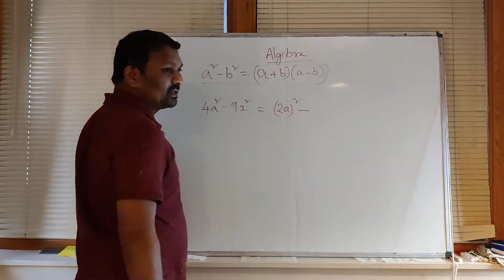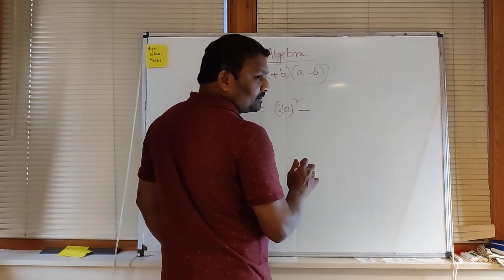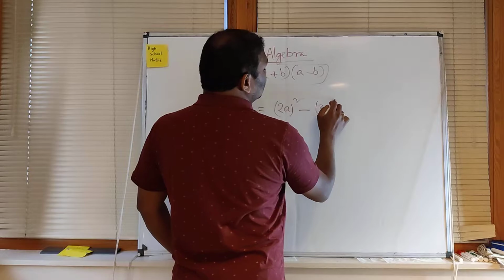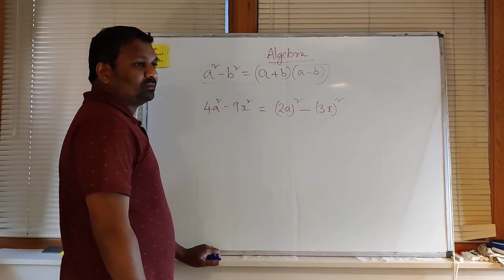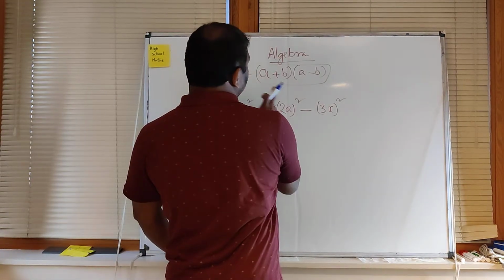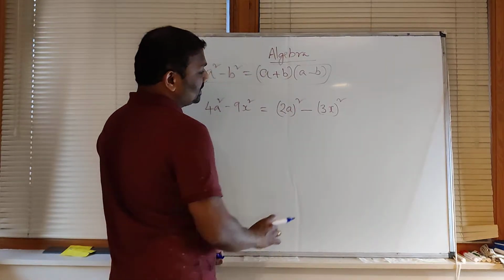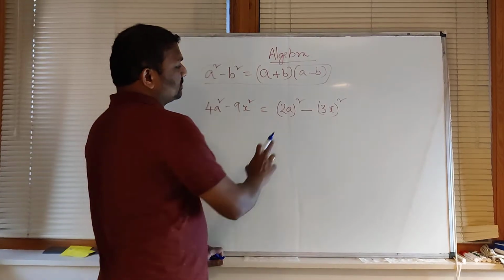And similarly, 9x square can be written as 3x whole square. So now this is in this format: a square, where this whole thing can be considered as a, and this whole thing can be considered as b. So a square minus b square.